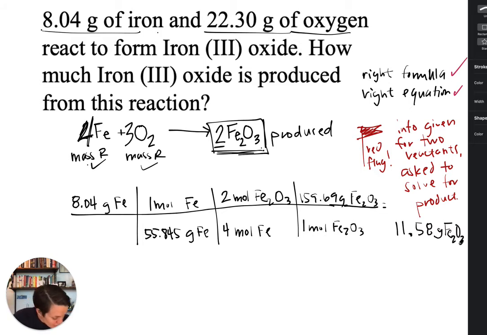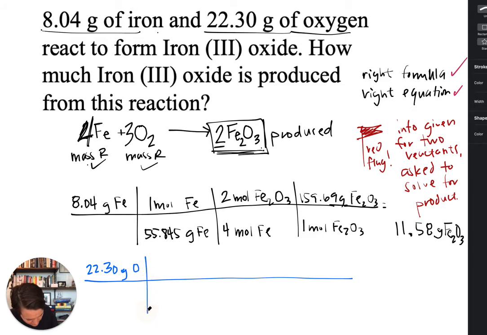Okay, so that is with every single drop of, milligram would be more appropriate, of my iron being consumed. So now I'm going to ask the same question, but with oxygen. So I have 22.30 grams of my oxygen.